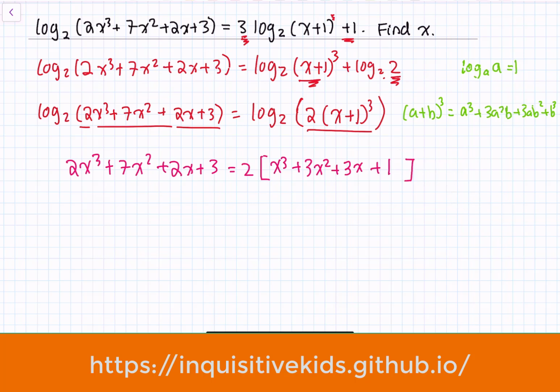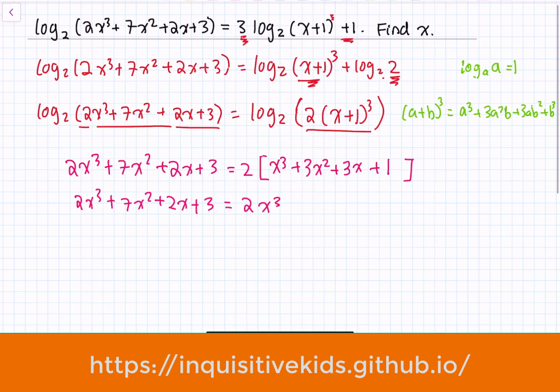So then we can go ahead and simplify even more. 2x cubed plus 7x squared plus 2x plus 3 is the same thing as, we're going to distribute the 2. And now we can move terms and combine them. These two x cubed terms cancel out. We are left with 1x squared on the left, negative 4x on the left, and a plus 1 on the left. It's equal to 0.